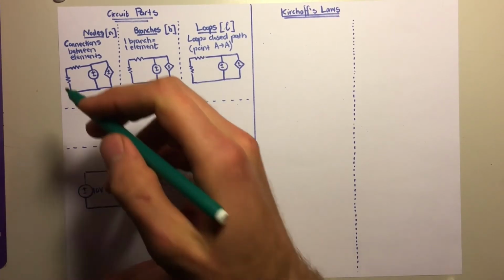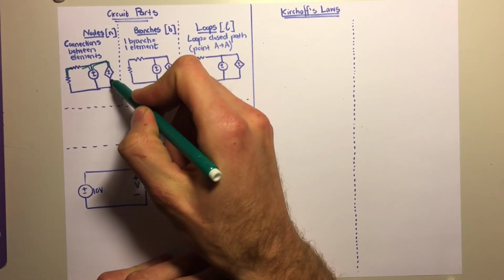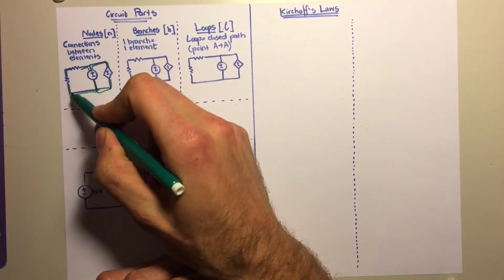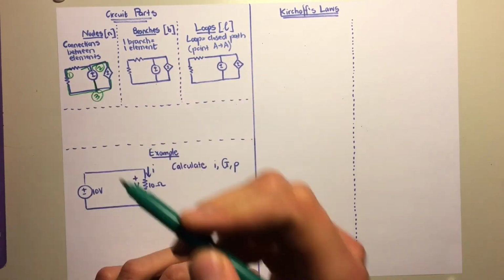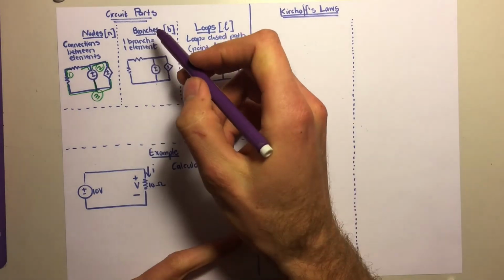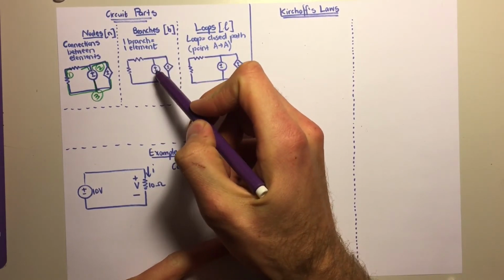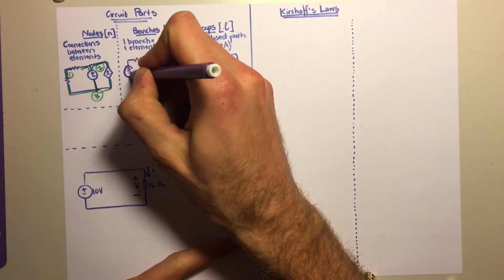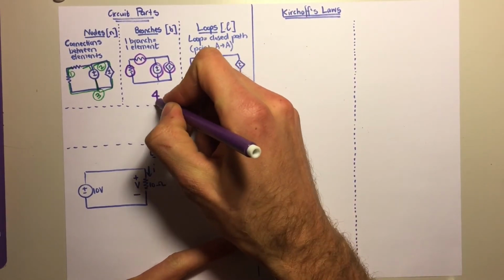So nodes are, for example, this is a node by itself. This over here is one huge node. So this circuit basically has 1, 2, 3 nodes. Then we look at branches. A branch is any element in the circuit. So for example, a resistor is a branch, a source is a branch, a dependent source is a branch. So this is a branch, this is a branch, this is a branch, this is a branch. So in this case, there are 4 branches in this circuit.